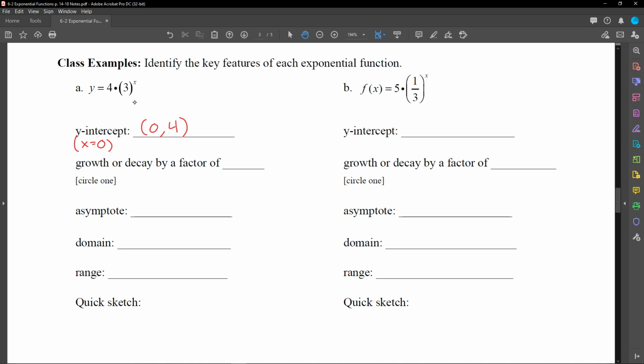Now, how could we tell that from the equation? You might notice that this number out in front, 4, is our y-intercept. That whole exponential piece here, this factor here, cancels out whenever x is 0. So all that's left over is our initial value. Okay? So this is what we would call, in an exponential function, our initial value.